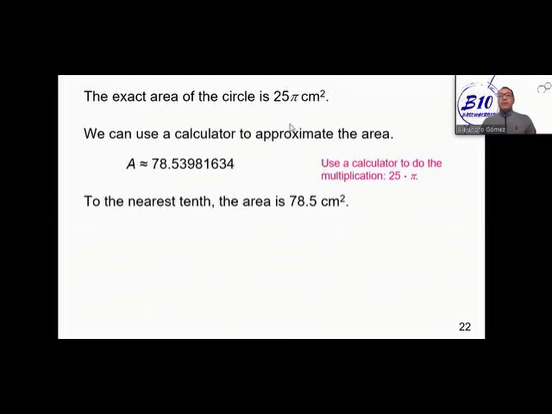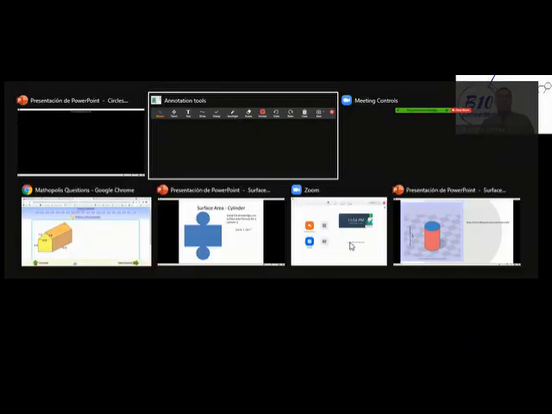However, if we want to multiply by 3.14 or by all the decimals which appear in our calculator, we just press pi times 25, and in this case it will be 78 point something, which is approximately 78.5 square centimeters. And this time, keep it in mind, it is squared because we are talking about area. Okay? That's it. So now we move on.